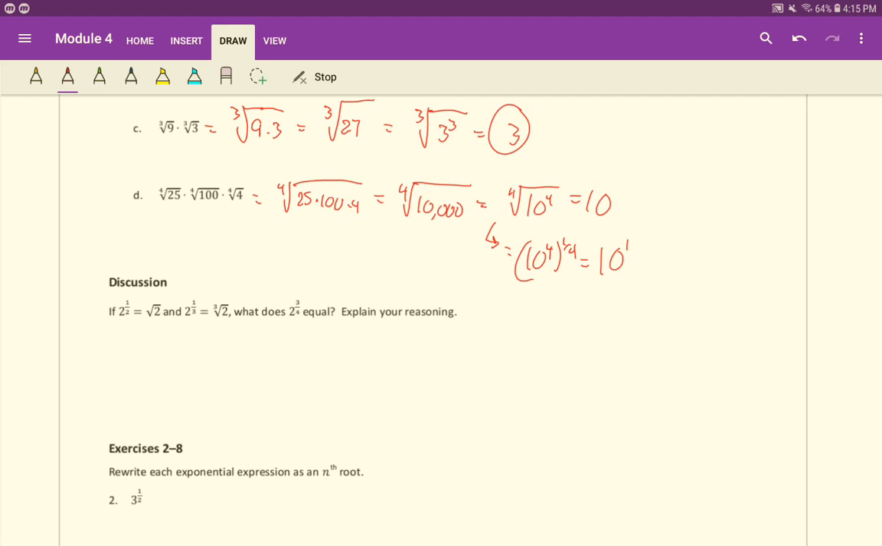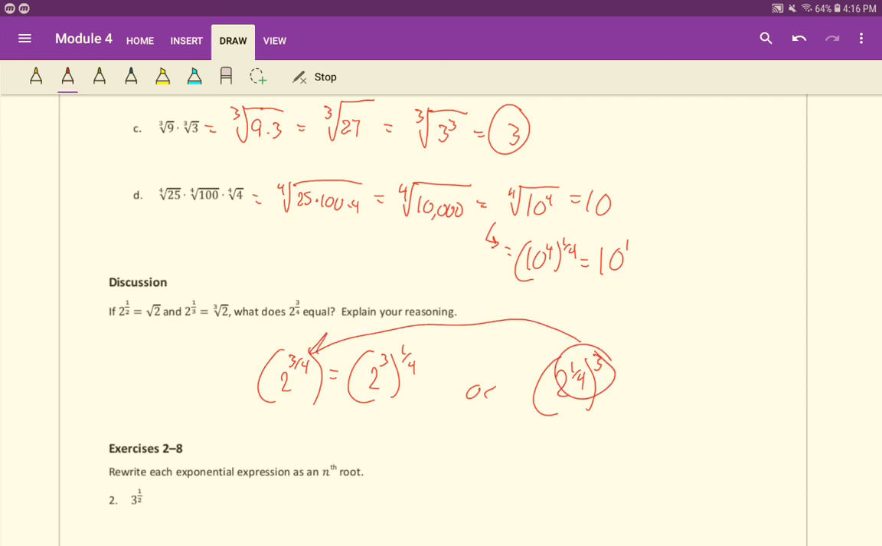So, discussion here. If 2 to the 1/2 is equal to the square root of 2, and 2 to the 1/3 is equal to the cube root of 2, what does 2 to the 3/4 equal? Well, let's do this. We know that 2 to the 3/4 can be rewritten as 2 to the 3 to the 1/4, like that. Multiply those powers together, you'll get right back to the 3/4 there. So this is equivalent. Alternatively, we could also write it as 2 to the 1/4 to the 3rd. Again, multiply these powers back together, you're going to be right back there at the 3/4.